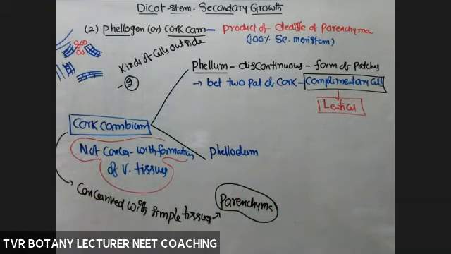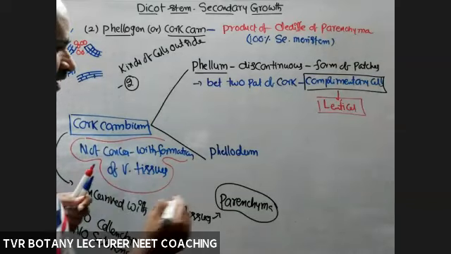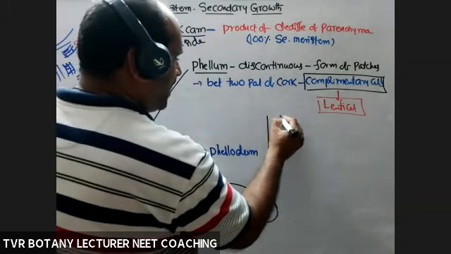Okay, so cork cambium or phellogen is not able to produce xylem and phloem. It is concerned with formation of simple tissues only, particularly parenchyma, but not what type of simple tissues? No collenchyma and no sclerenchyma. Okay, and here a very, very important thing, bark.